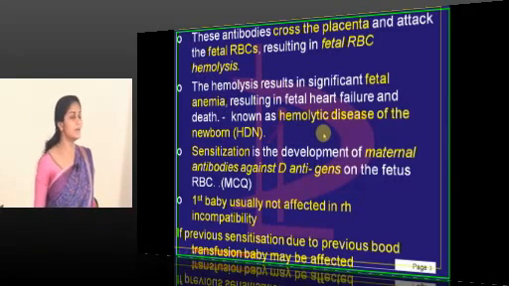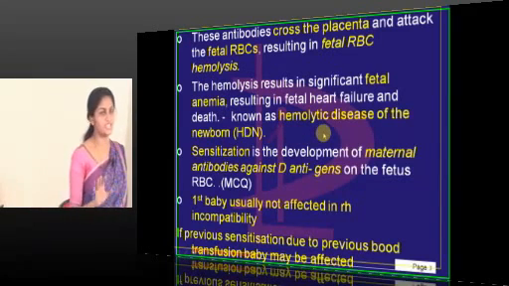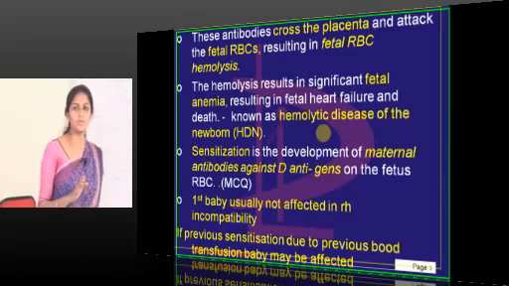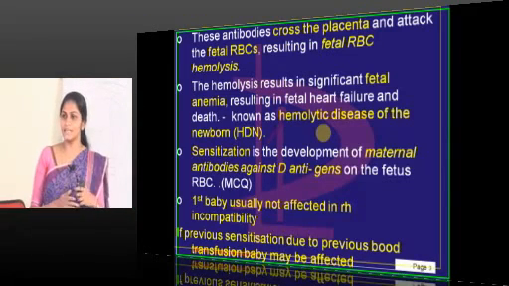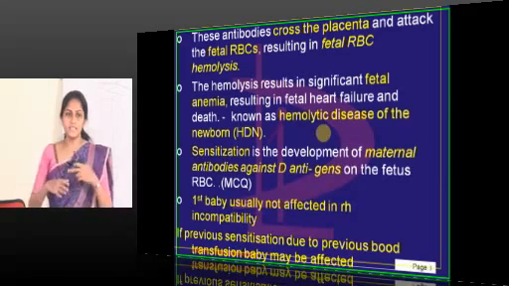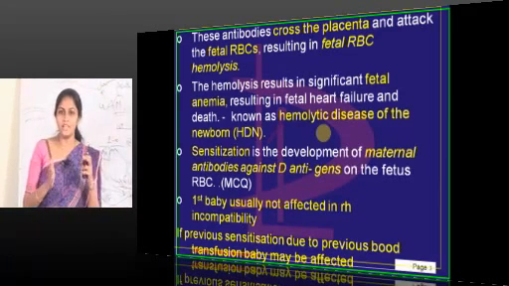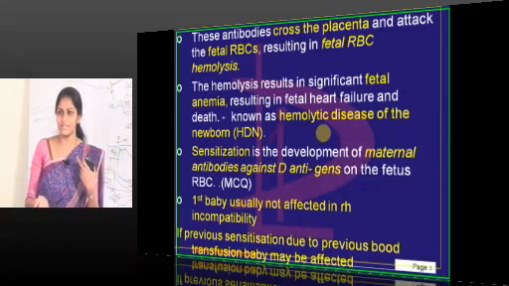So we call it hemolytic disease of the newborn, HDN. This is seen in Rh negative pregnancy. What is it going to do? It is going to lyse the fetal RBCs, so increased erythropoiesis will be there. When we look at an Rh negative pregnancy, what is the important finding in the fetus?